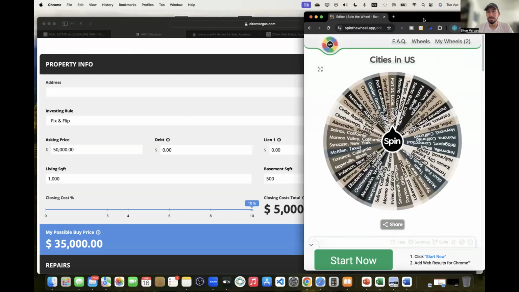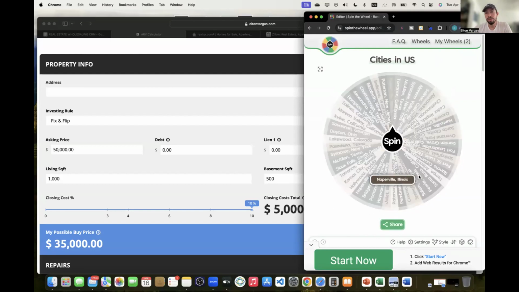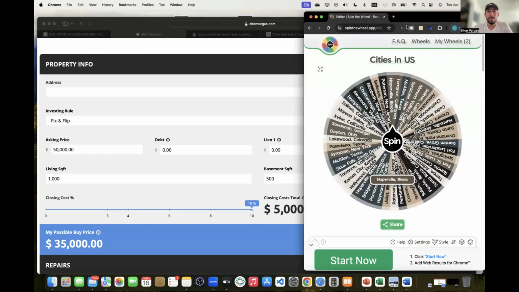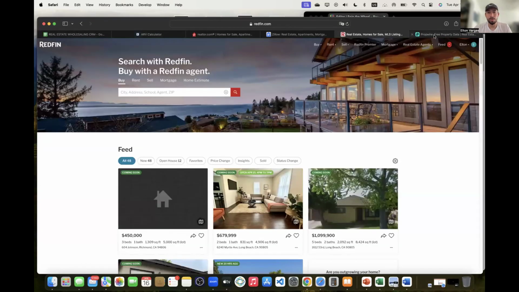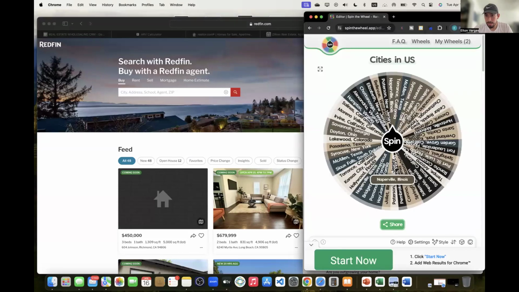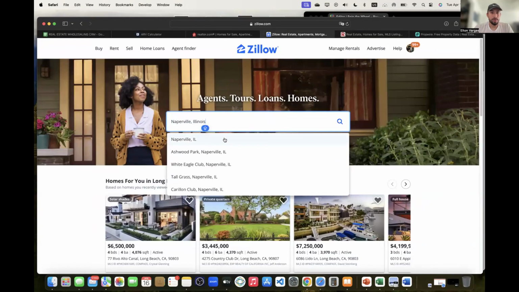But since there are no addresses, I'm just going to pick a random market, which is Naperville, Illinois. The state of Illinois only allows you to do one wholesale deal for the entire year. After that, you have to get your license, or I think you can do one every single year. But what was the city name? Naperville. So let's pull up some properties and see how we're able to analyze this.